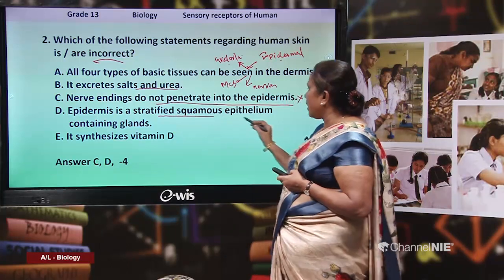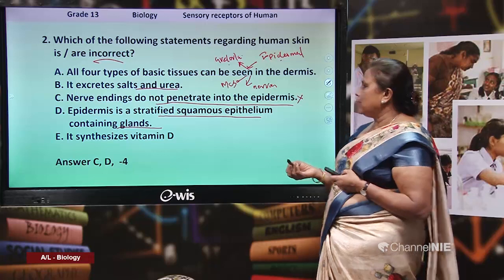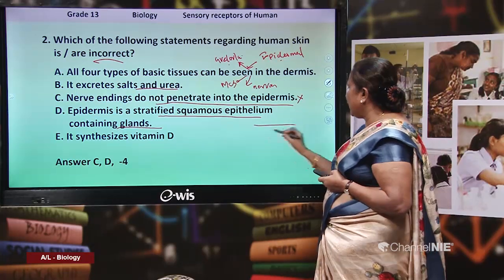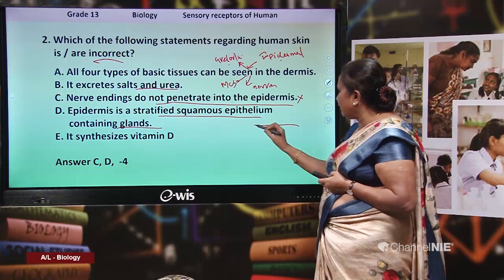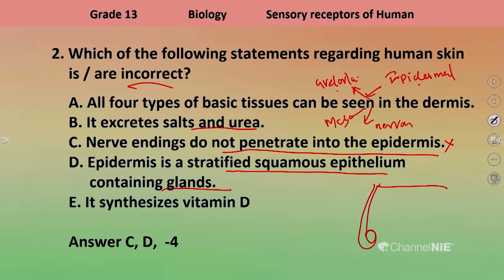Epidermis, stratified squamous epithelium containing glands. The epidermis doesn't have glands, but the dermis contains them. When you draw the diagram, the glands start from the epidermis but move into the dermis. This is the epidermis, this is the dermis. Glands are found within the dermis. Therefore, this statement is also wrong. Synthesizes vitamin D is a function. Therefore, the answer would be C and D, the fourth answer.